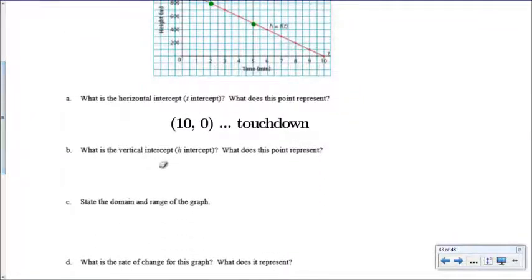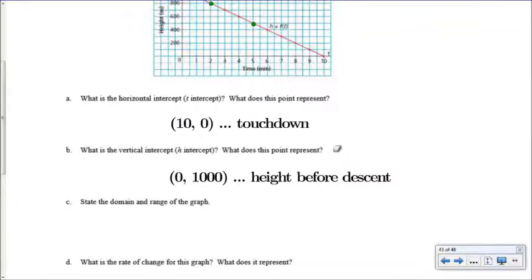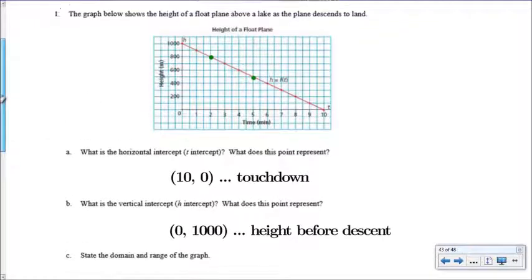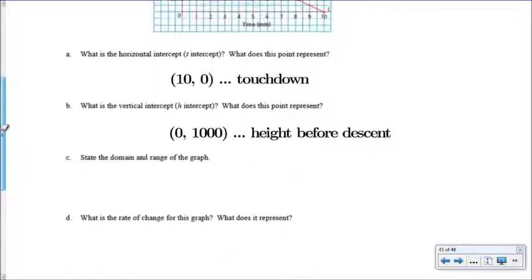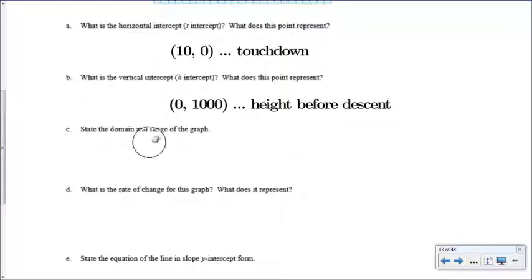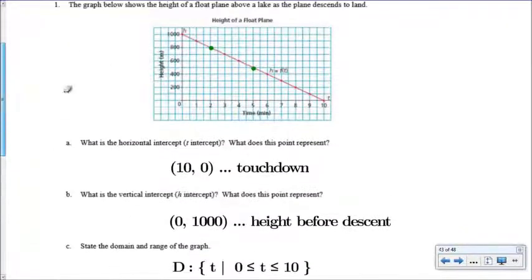Okay. The vertical H-intercept is this 0, 1,000. You may have just put 1,000. That's the height before they started descending, or potentially the height that they started recording their elevation as they were dropping. Okay, the domain and range, there's the domain, so we go between 0 and 10.